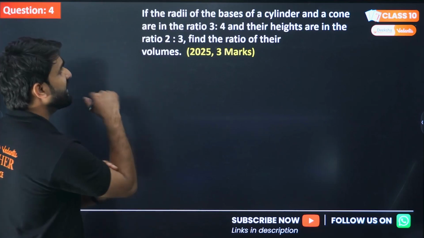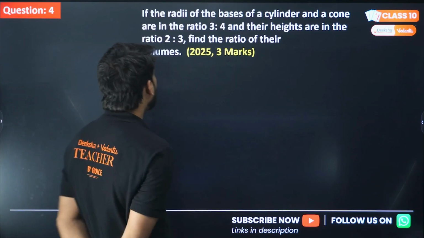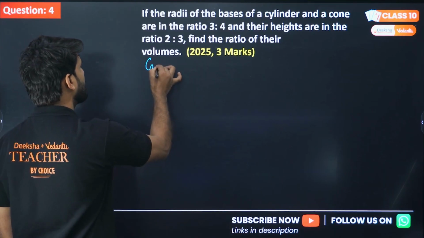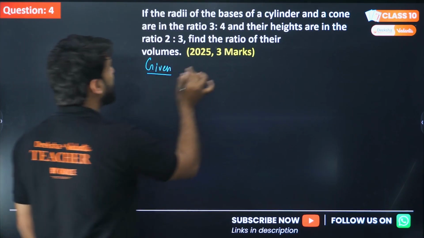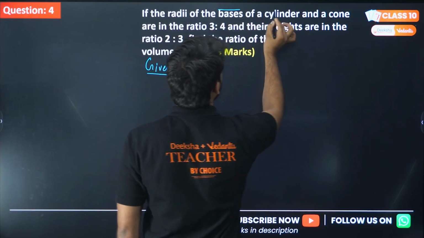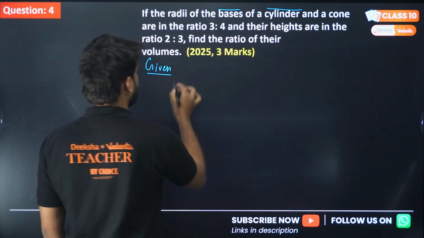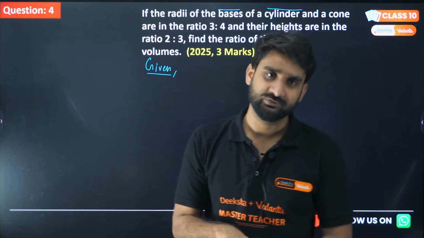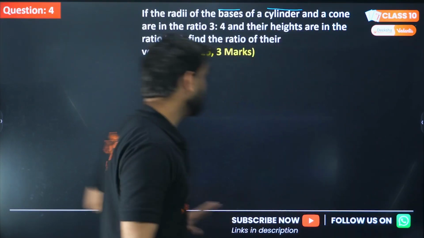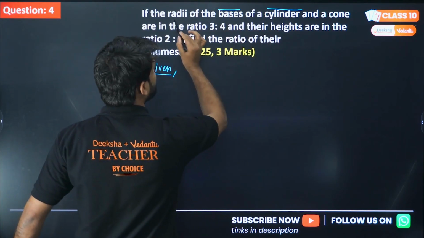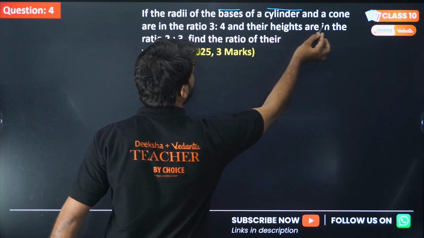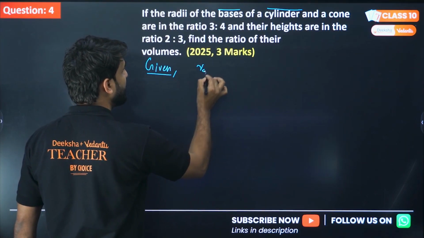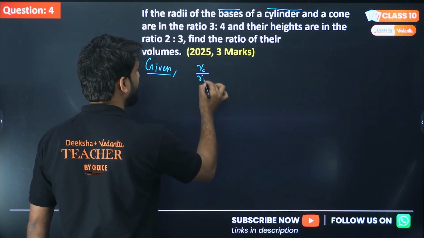Okay, if the radii of the bases of a cylinder and a cone are in the ratio. Look what information is given here. Given is that the radii of bases of a cylinder and a cone. There are two solids, two geometrical shapes. One is a cone and the other is a cylinder. And look, the radii of the bases of a cylinder and a cone are in the ratio of 3:4. So we can write radius of cylinder to radius of cone.